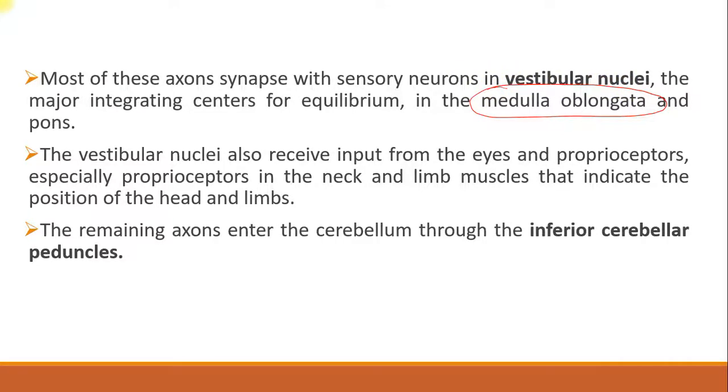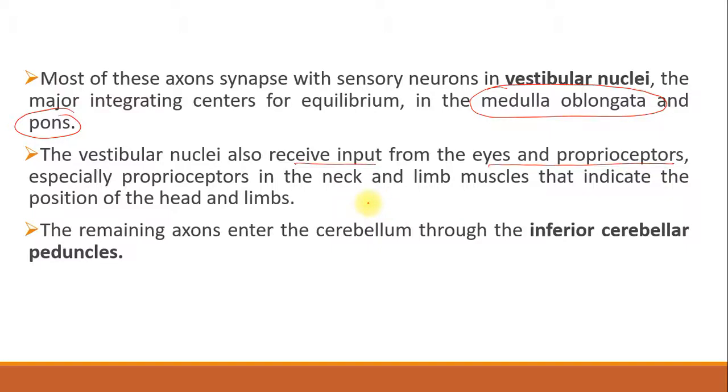So this vestibular nerve reaches the central nervous system, and the first stop it makes is in the medulla oblongata, and the name of the stop is the vestibular nuclei. The second place where you can find the vestibular nuclei is in the pons. The vestibular nuclei also receive input from the eyes and the proprioceptors.